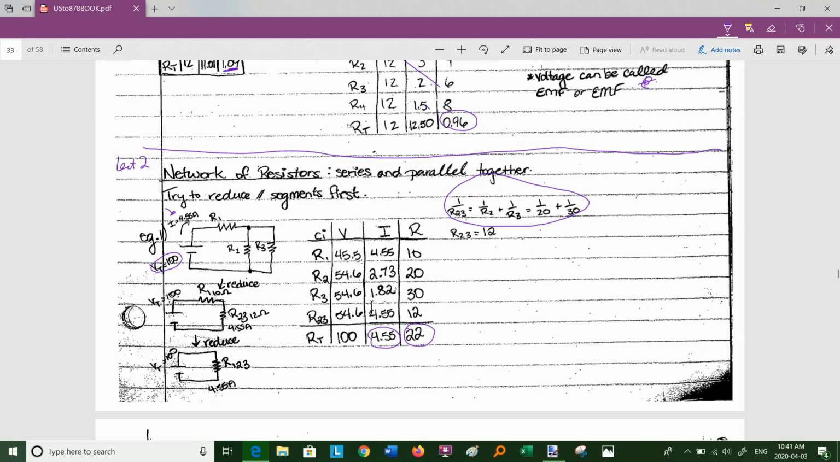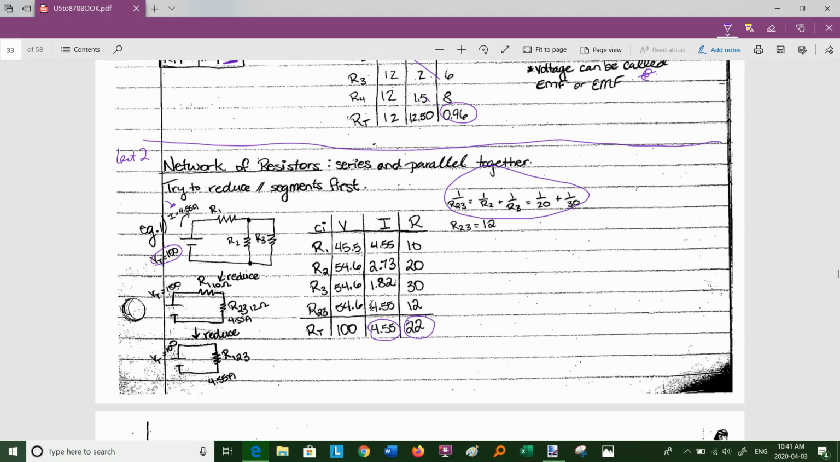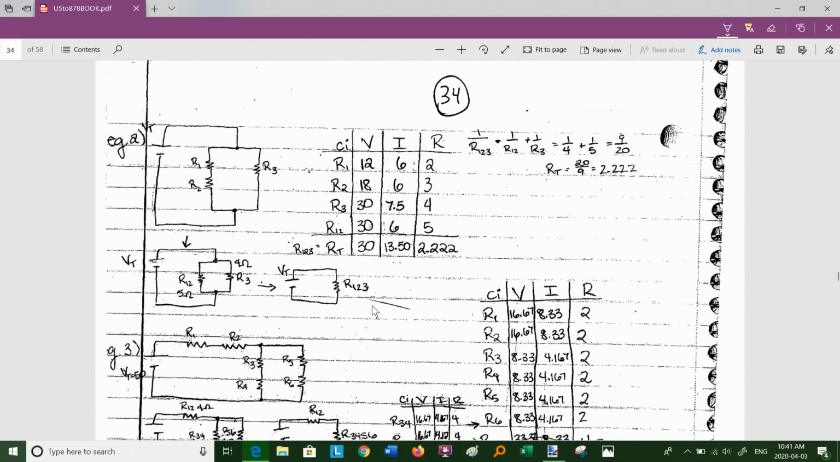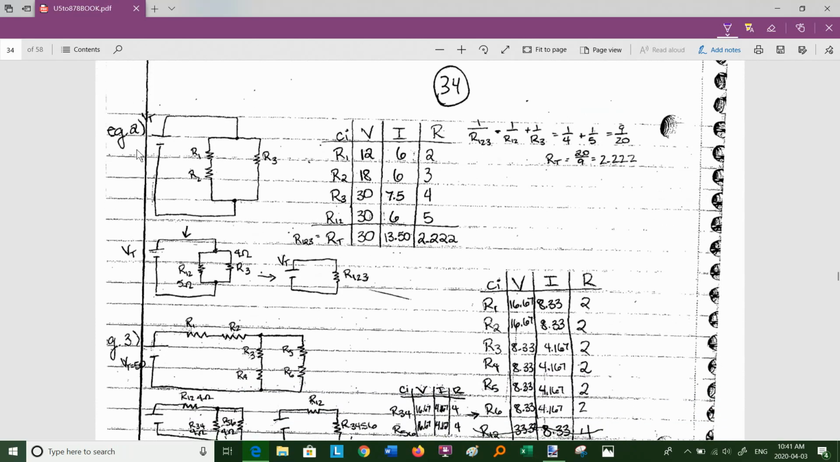I'm turning the page now to page 34, and let's take a look at another one. Here we have 3 resistors in a network. Now I'm looking and asking, how come there's not one in series first? Well, I go to a junction point, and now I have one branch which has 2 resistors in it, R1 and R2, and one branch that has R3.